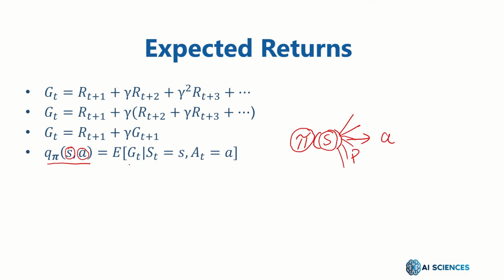So given a policy pi, if you're at state s and you take an action a, then the expected return for this state-action pair can be written in this form, which is the future return that you are expecting. This is the expected value in statistics form. If at time t you are sitting at s, and at that time when you were sitting at s you have taken action a, then what is the expected return?